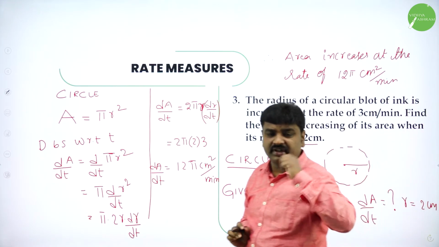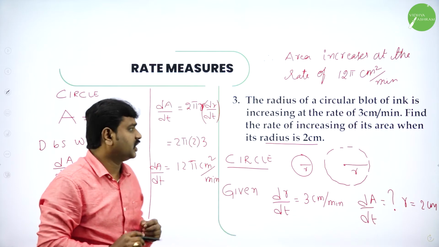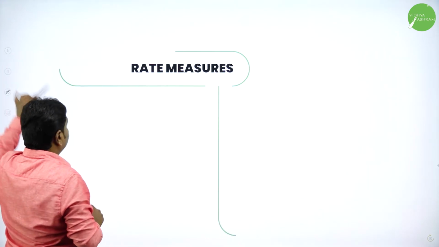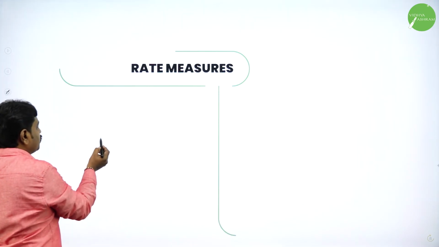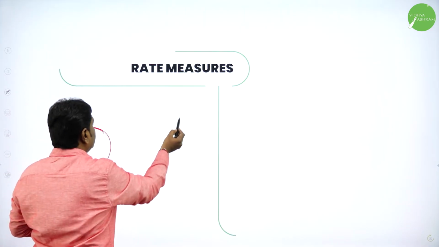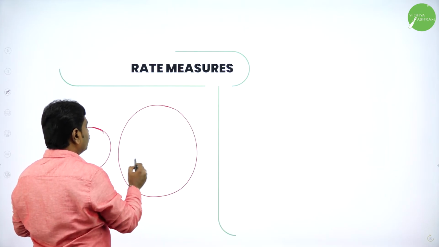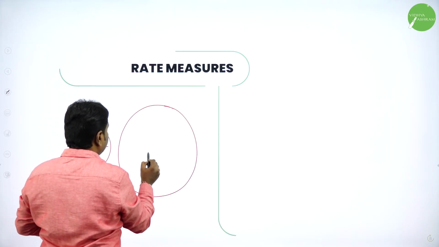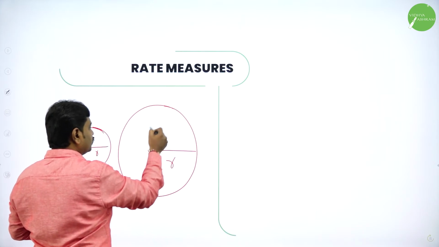Area increases at the rate of 12 pi centimeter square per minute. Now further, let me summarize. In the last problem, they told us there is a blot of ink which is in circle shape. So the radius increases. When the radius r increases, obviously the area also increases.